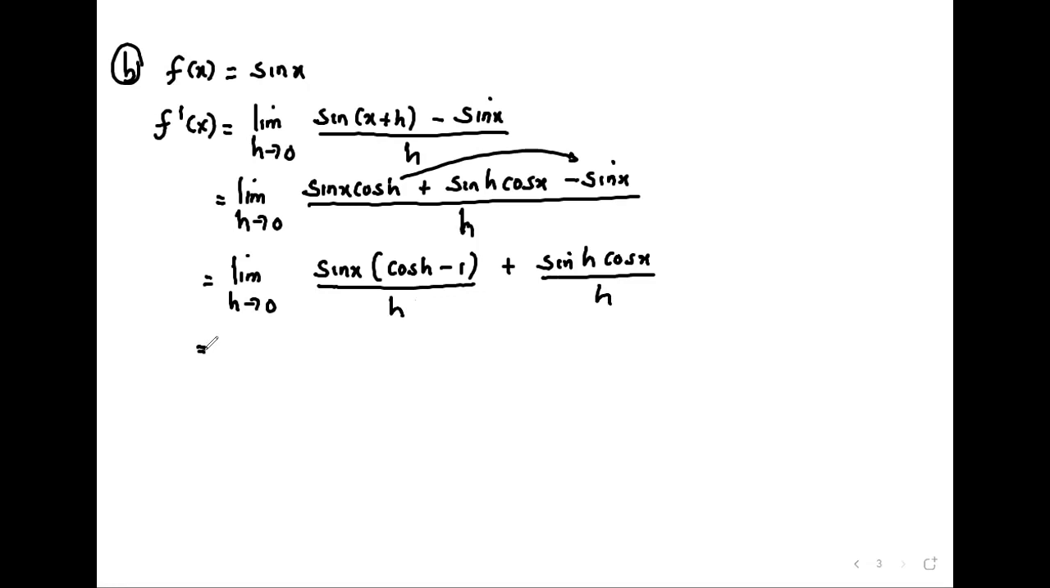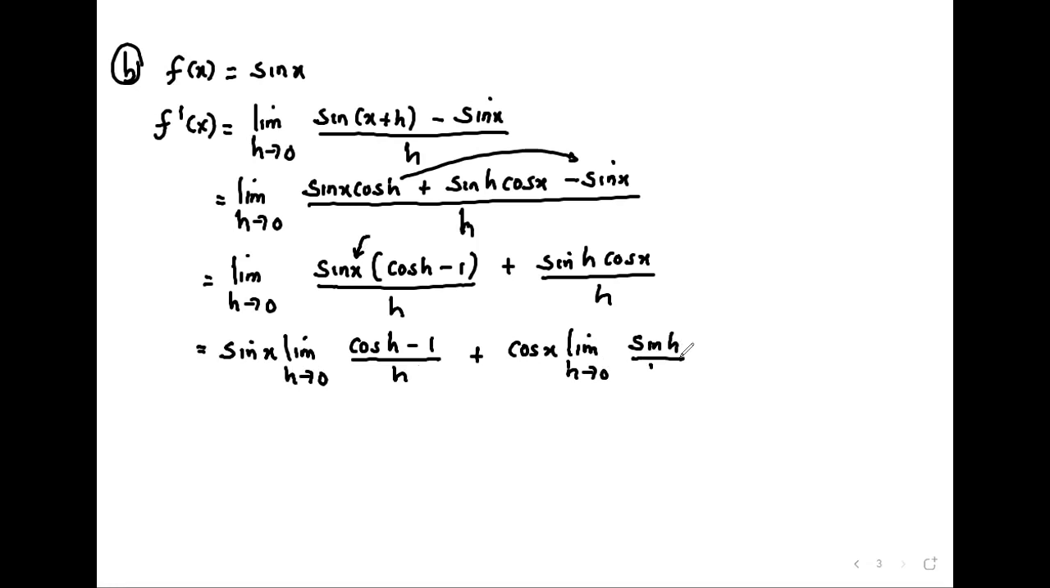The next thing is we want the limit as h goes to 0. So this sin x is like a constant here. It can even come out. And then we remain with the limit as h goes to 0 of cos h minus 1 over h. And then plus even here, cos x can come out, and the limit as h goes to 0 of sin h over h.